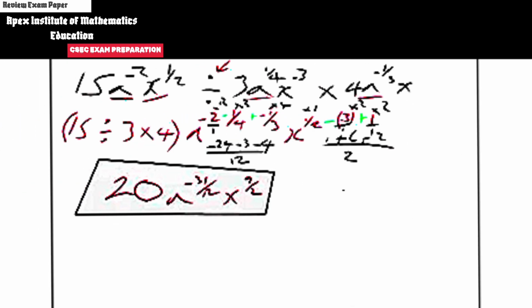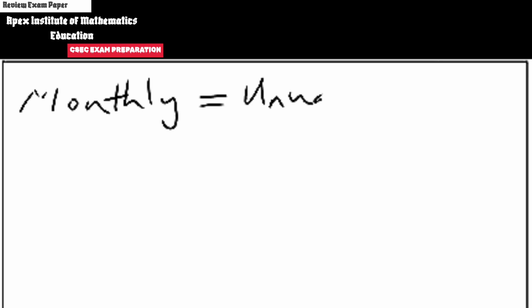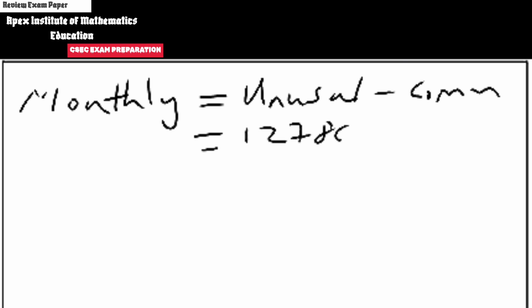And I like to write stuff, not for the purpose of the examiner, but for my own purpose here. So I like to write down that the monthly check in this case, you don't have a general formula for it in this context, but the monthly check based on the information provided is going to be the unusual minus the commission. So the unusual is 12,780 minus 3,280. I believe that's what it is.